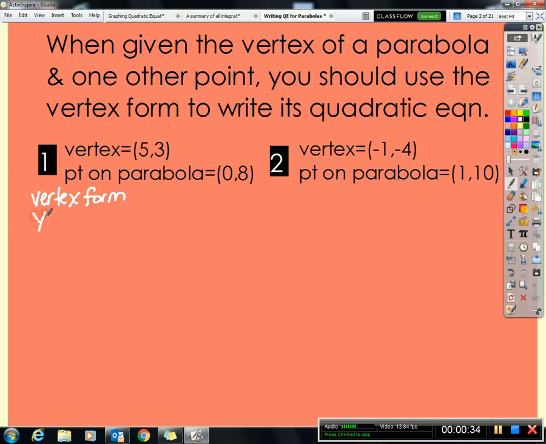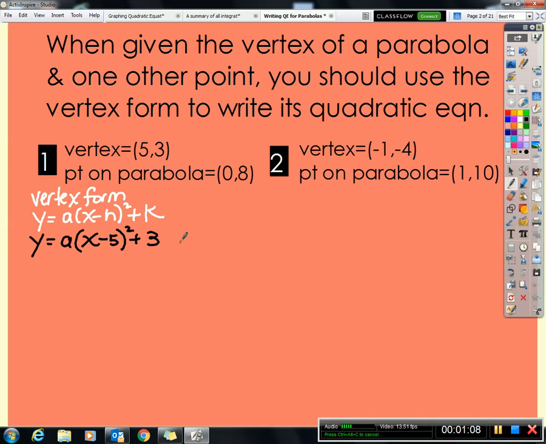is y equals a(x minus h) squared plus k. So you want to take the information you've got, and if you know the vertex is (5, 3), then it should look like y equals (x minus 5) squared plus 3. The problem is that you're missing a. So you've got to figure out, how do I find a? Well, that's the point of the (0, 8). I always have to give you one extra point on the parabola.